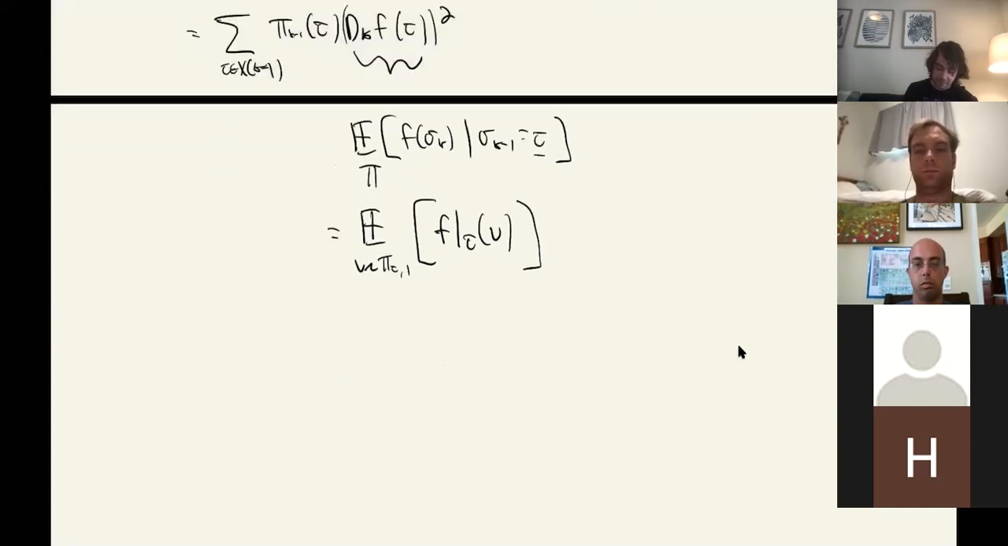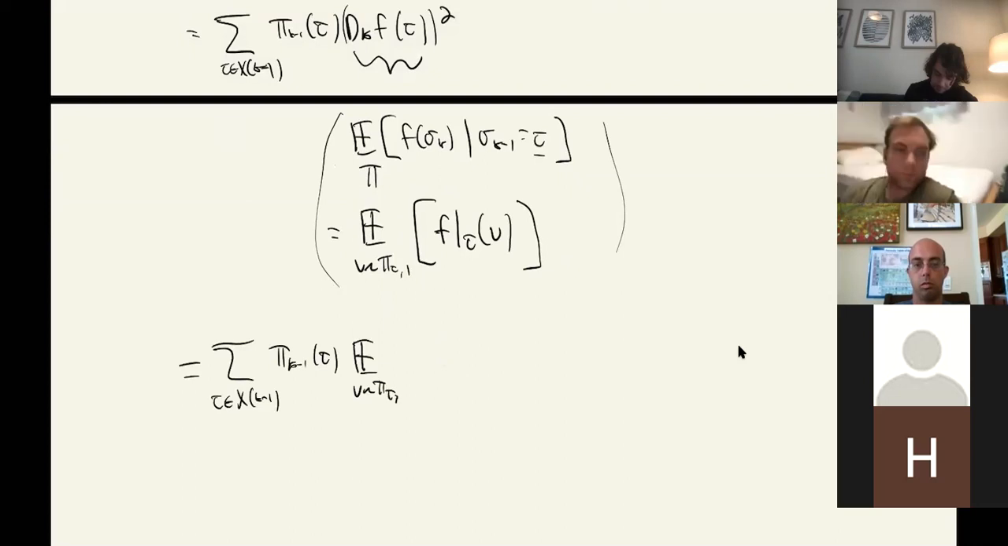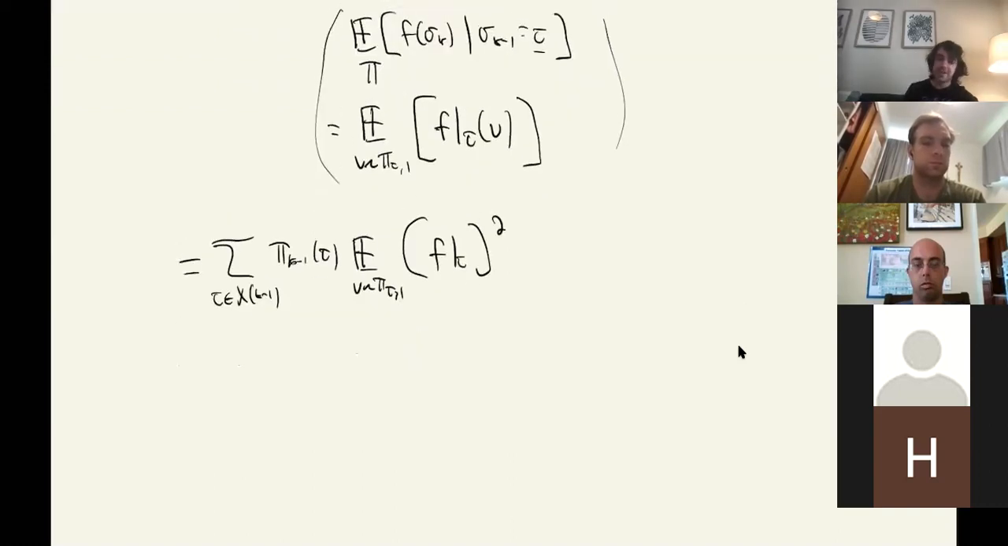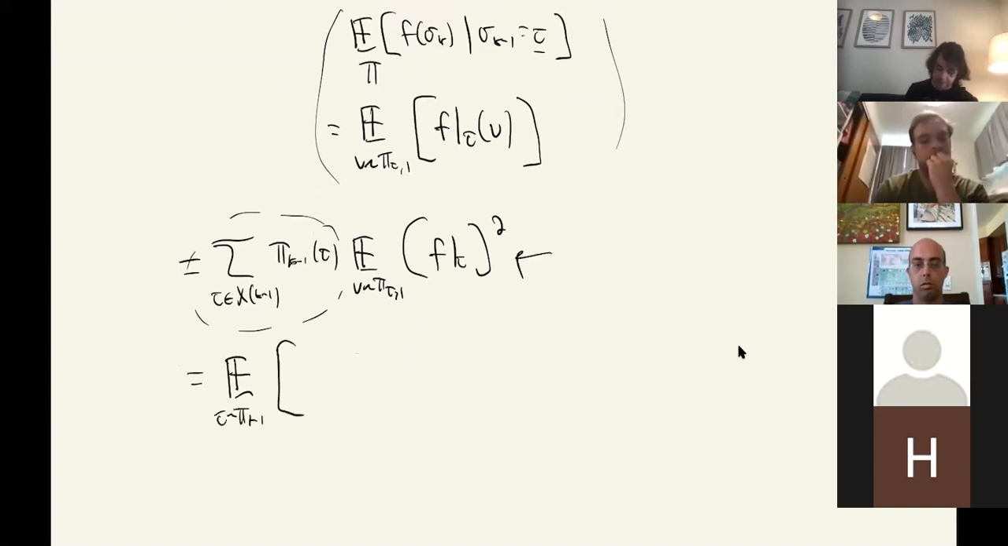So plugging this back into what we had above, what does this get us? We get the sum over tau in X k-1 of pi k-1 of tau. And then we get this expectation over the link of f restricted to tau, squared. I guess I don't need this v in here. F restricted to tau, squared. But this is just the definition of what we want, right? Oh, sorry, not the inner product. This is just the expectation, right? We have a sum weighted by pi k-1 of tau. By definition, this is the expectation over tau drawn from pi k-1 of what? Well, of this squared term, right? Of the expectation of f restricted to tau, squared.